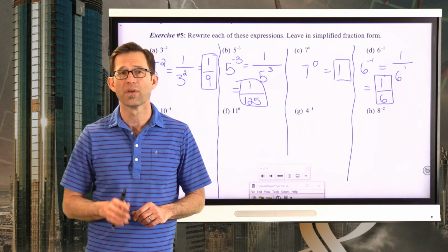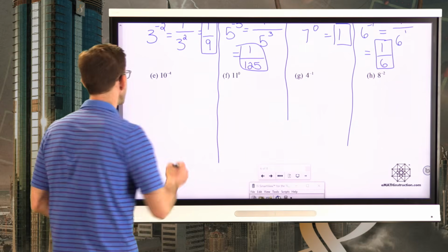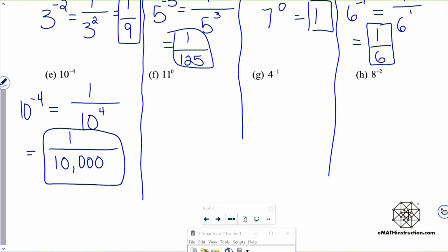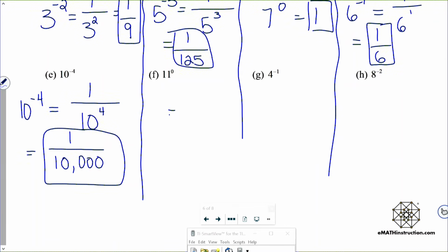10 to the negative 4, that's the largest exponent I've got on here, but since the base is 10, it still should be pretty easy. That's 1 divided by 10 to the 4th, which is 1 divided by 10,000 with an extra large fraction bar. All right, 11 to the 0, that's equal to 1.